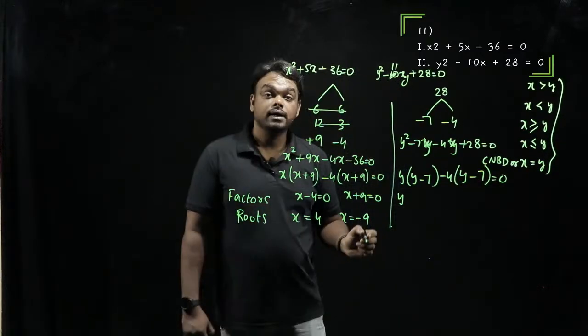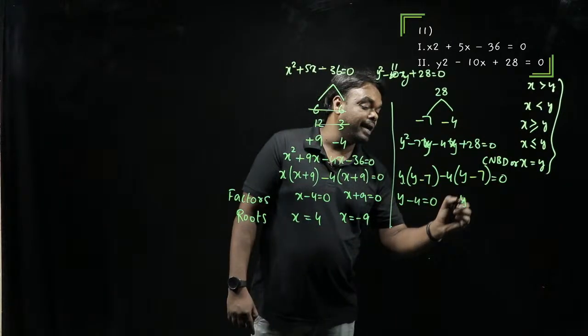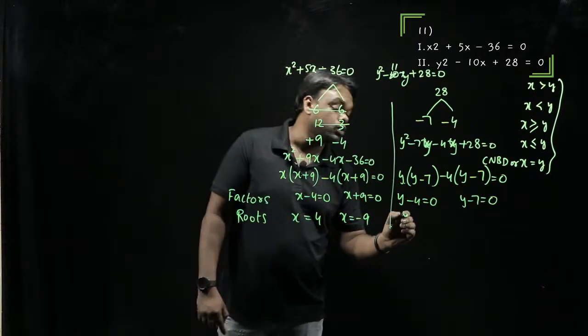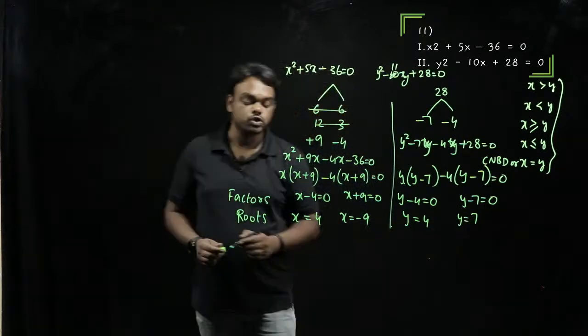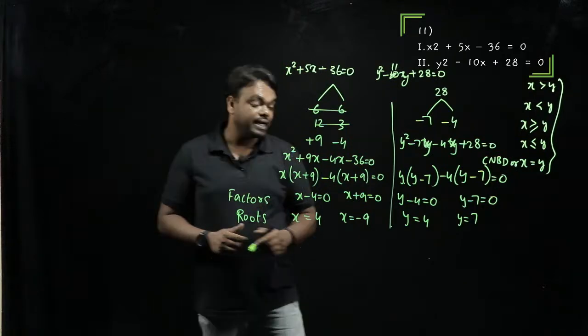अभी factors क्या हुआ, y minus 4 equal to 0, y minus 7 equal to 0. ये दोनों factors है, पर हमको चाहिए roots. y is equal to 4, y is equals to 7. These two are roots. Now we need to tell the relationship between these two.